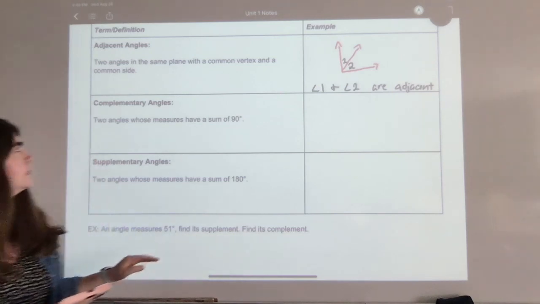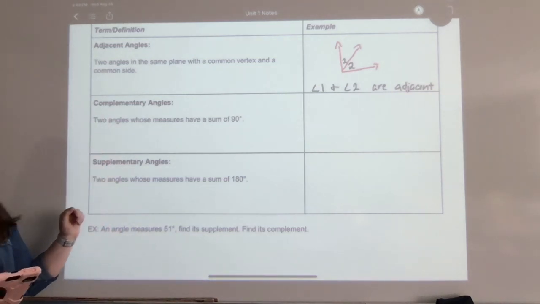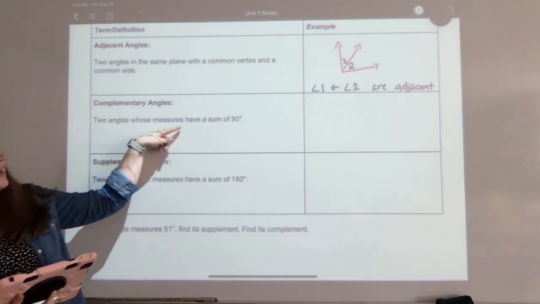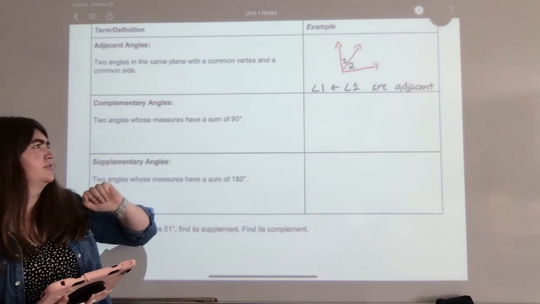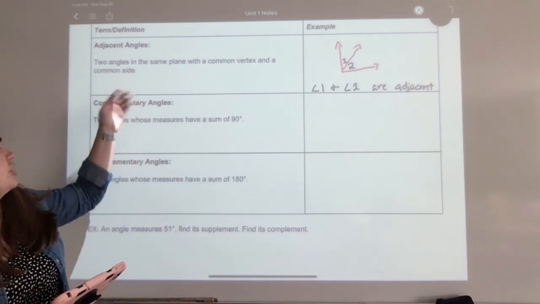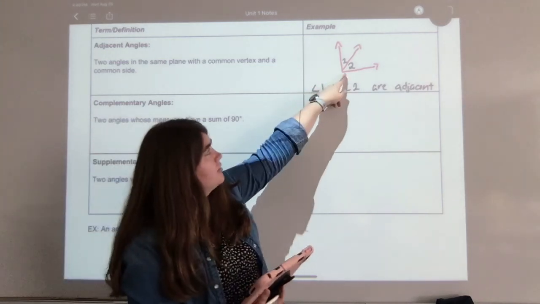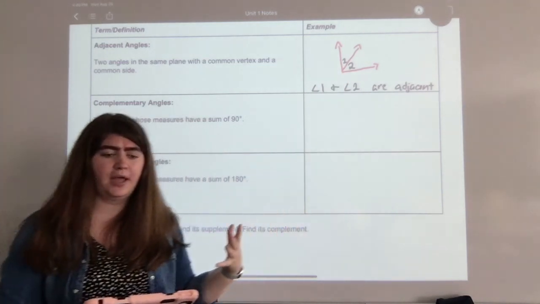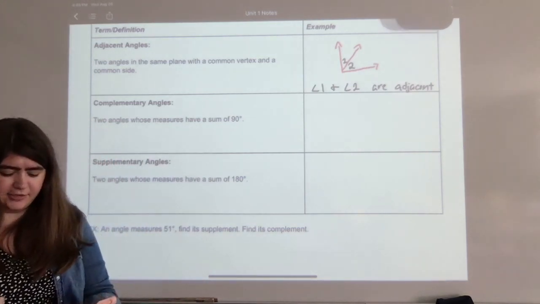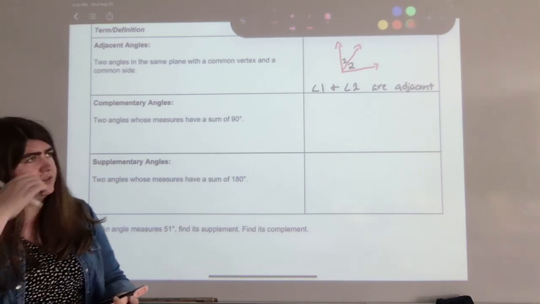All right. Next we have complementary angles. Complementary angles are two angles whose measures have a sum of 90 degrees. Your complementary angles can be adjacent angles, but they don't actually have to be connected like adjacent angles are. You could just have two separate angles. I'm going to draw my example with two separate angles so that you can see it that way, but they often will be adjacent as well.